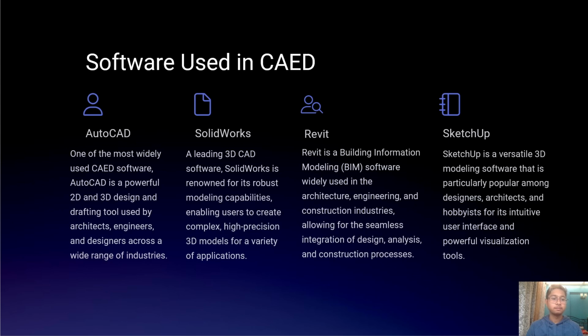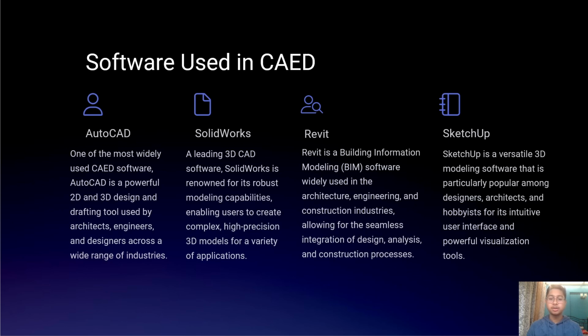Software used in CAD. AutoCAD. One of the most widely used CAD software, AutoCAD is a powerful 2D and 3D design and drafting tool used by architects, engineers, and designers across a wide range of industries. SolidWorks. A leading 3D CAD software, SolidWorks is renowned for its robust modeling capabilities, enabling users to create complex, high-precision 3D models for a variety of applications.